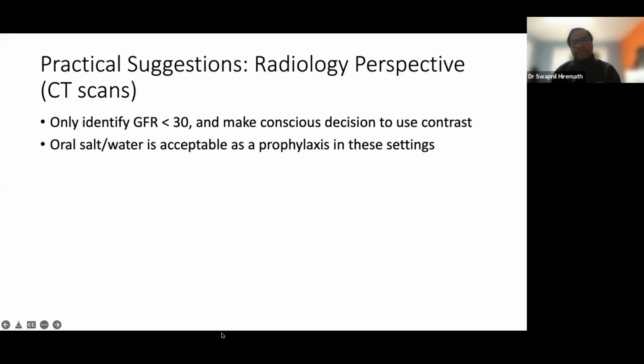So to end with some practical suggestions, so we have some time for discussion at the end. What we do, from a radiology perspective with CT scans, we would suggest only identifying GFR less than 30. And once you know the GFR is less than 30, you make a very conscious decision to use contrast. It's not a matter of why not inject contrast. If a plain CT is enough to make the diagnosis, there is no need to inject contrast.